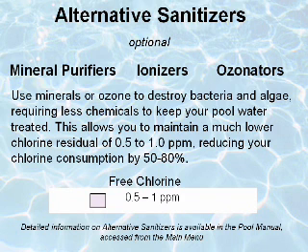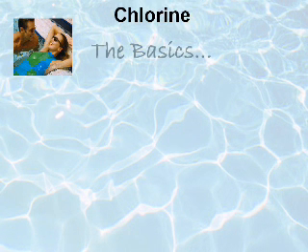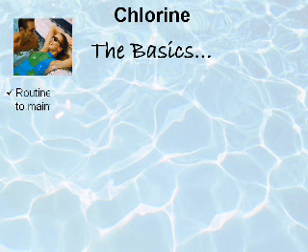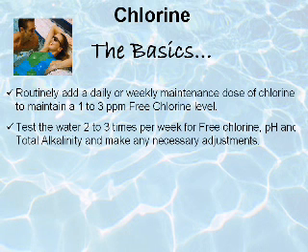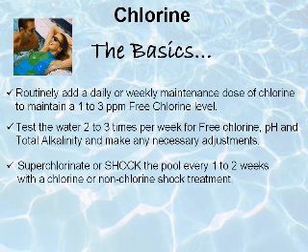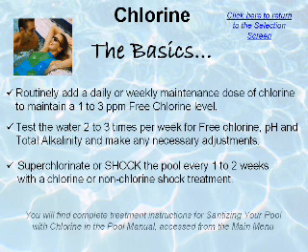Let's review the basics. Routinely add a daily or weekly maintenance dose of chlorine to maintain a 1 to 3 part per million free chlorine level. Test the water 2 to 3 times per week for free chlorine, pH, and total alkalinity readings and make any necessary adjustments. Superchlorinate or shock the pool every 1 to 2 weeks with a chlorine or non-chlorine shock treatment.